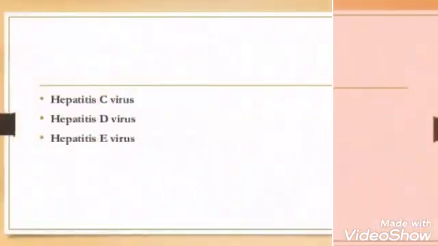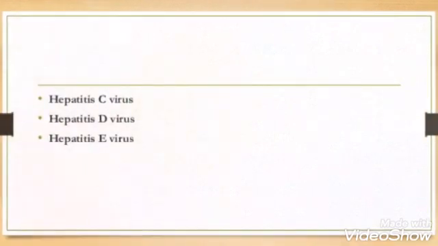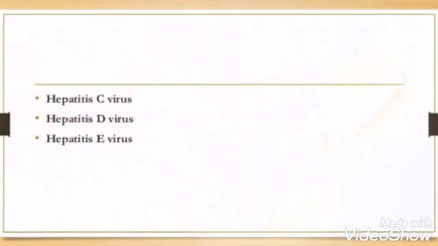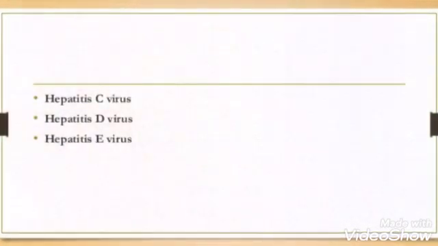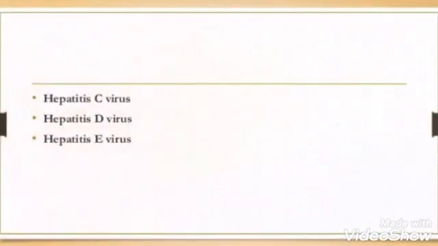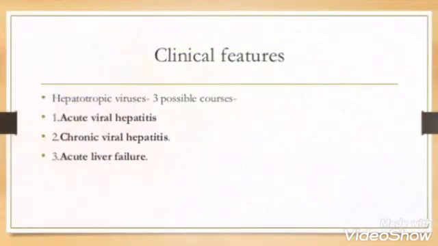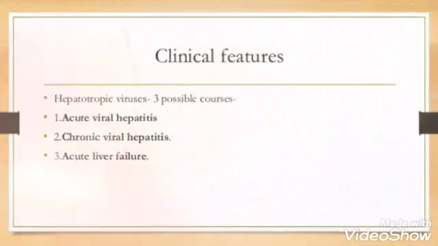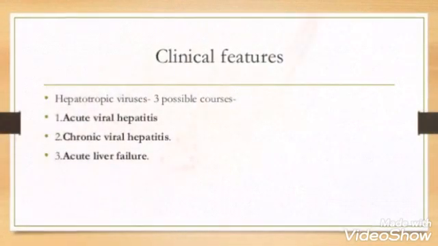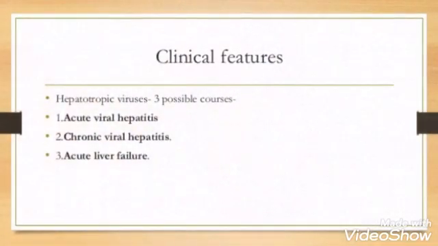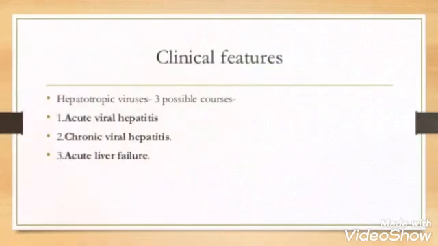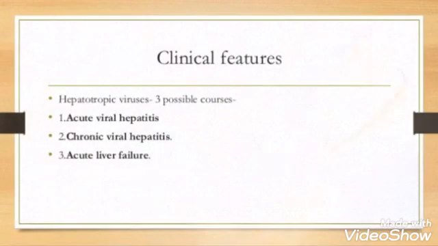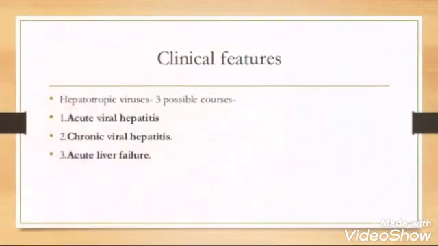Then except for that, hepatitis C viruses, hepatitis D viruses and hepatitis E viruses are the etiological factors leading to viral hepatitis. Now we'll see the clinical features, how you're going to see the symptoms. Hepatotropic viruses have 3 possible courses, that is 3 main types: acute viral hepatitis, chronic viral hepatitis and acute liver failure. So we'll see the signs and symptoms in these phases.